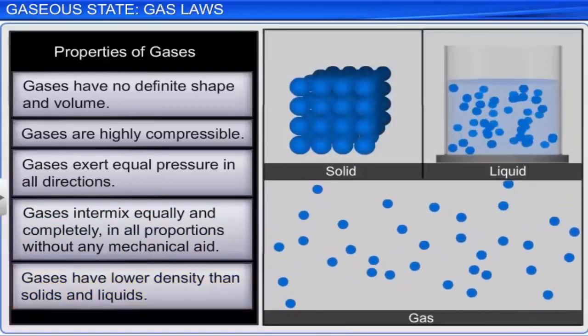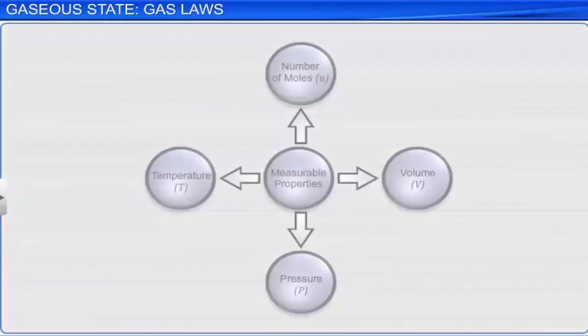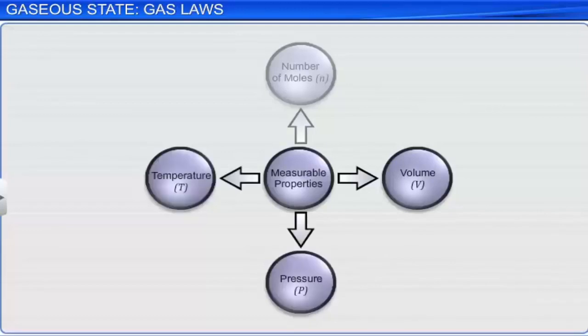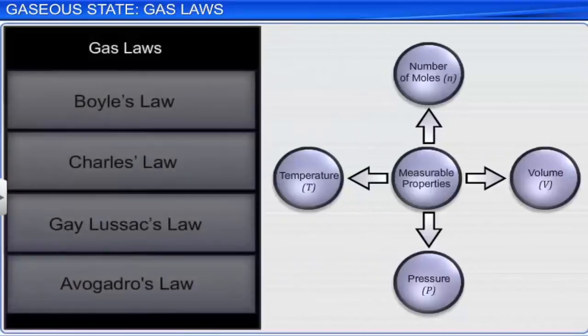The behavior of gases is governed by gas laws, which define the relationship between measurable properties such as volume V, pressure P, temperature T, and the number of moles N. These properties are interdependent and describe the state of the gas. The four main gas laws are Boyle's law, Charles' law, Gay-Lussac's law, and Avogadro's law.